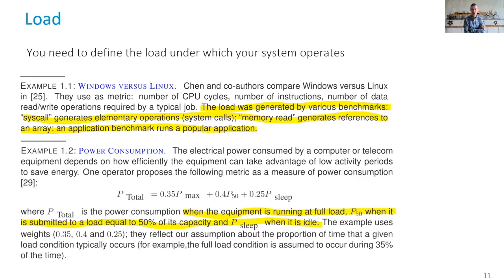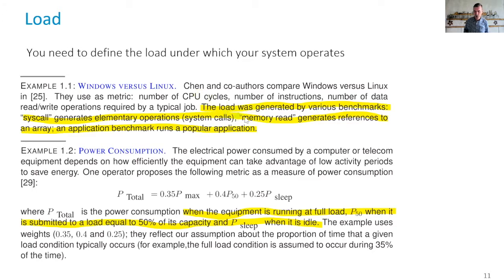Metric is, of course, the first thing you need to define. If we look carefully at what those papers have done, we see immediately that there is another aspect that comes. It's the load. In order to measure performance, you need to define what you measure, the metric, and the conditions in which you measure. The conditions have many different aspects. One very important one, in the context of computer systems, is the load here.